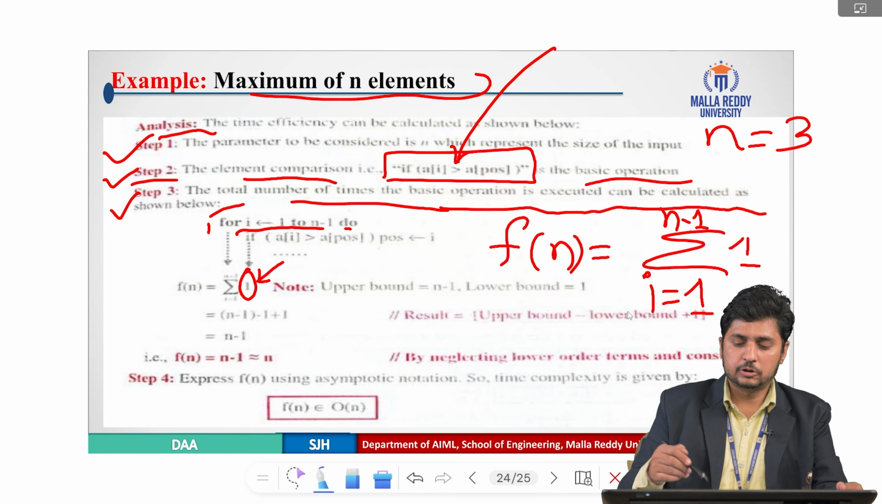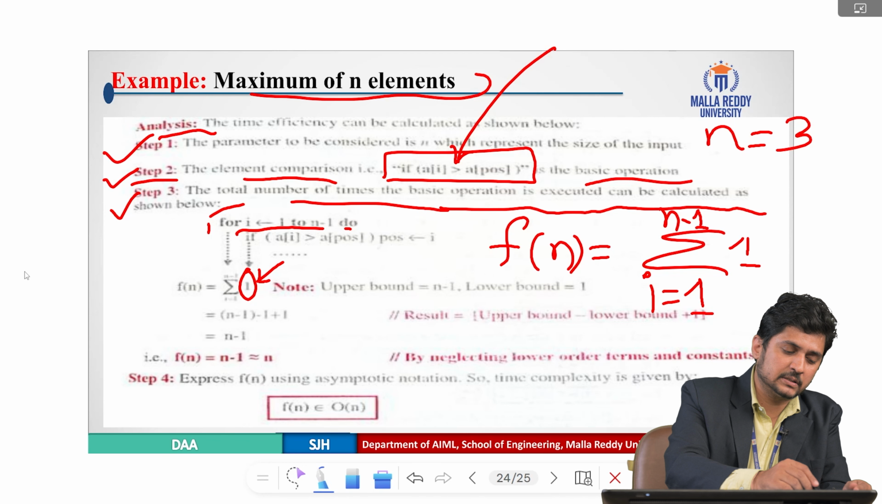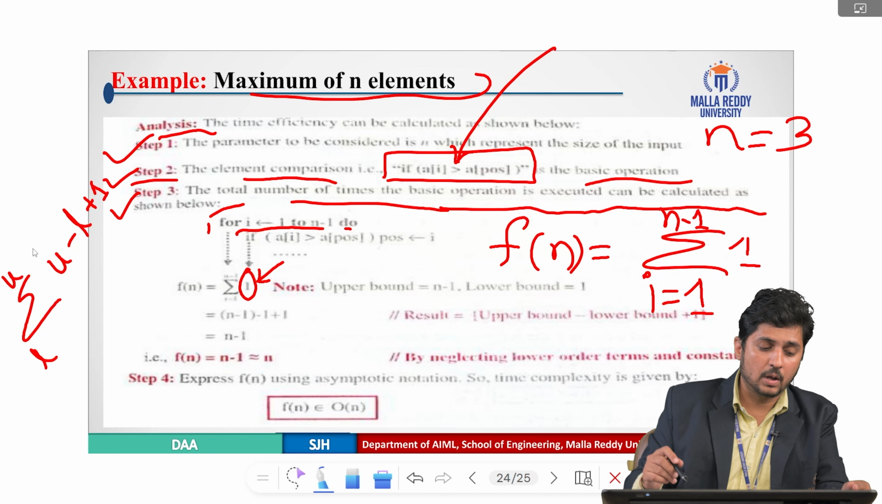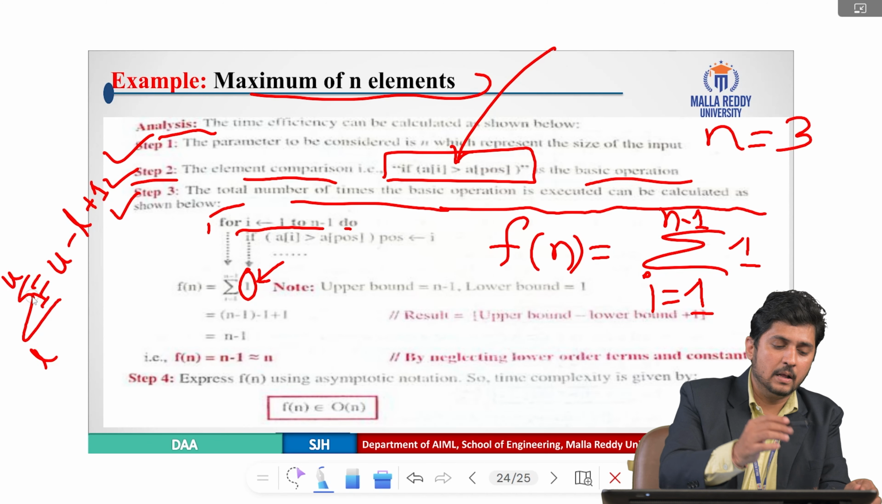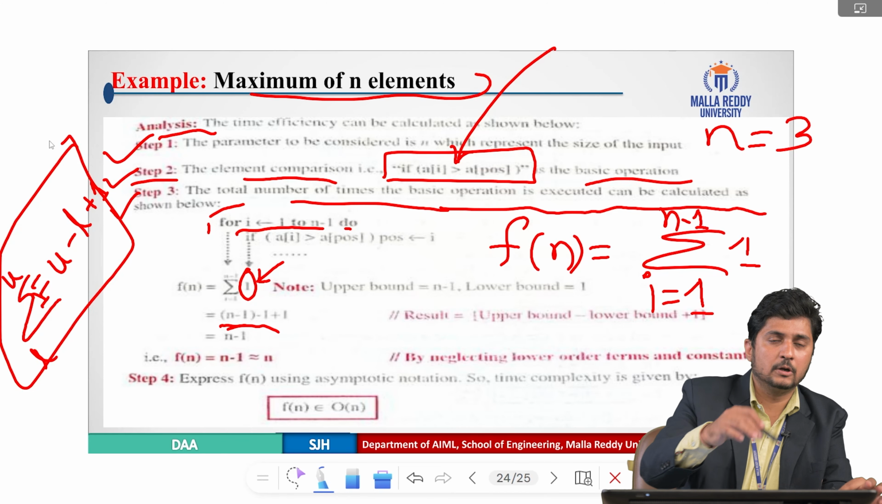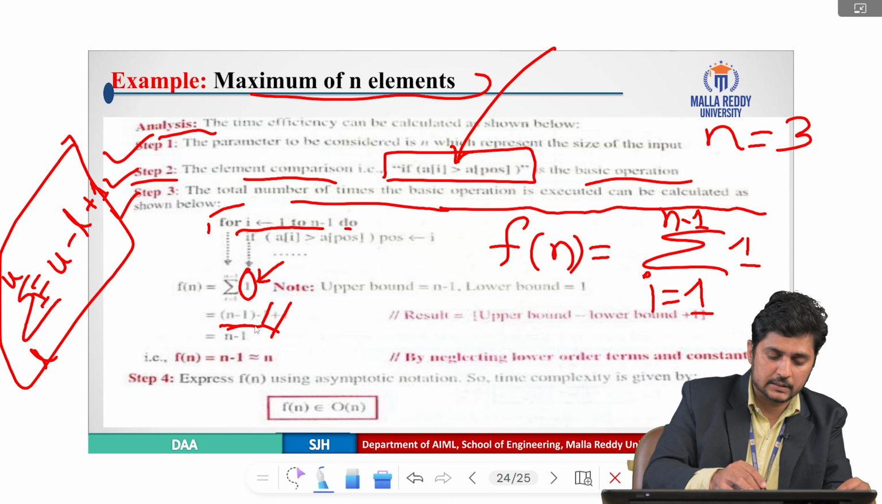Now in order to solve this, we have one standard sum formula: summation is upper bound minus lower bound plus 1. So this is the lower bound, this is the upper bound. Now we apply this formula. Here the upper bound is n minus 1, minus the lower bound, which is 1, plus 1. So n minus 1 minus 1 plus 1. This is our standard formula to solve this problem. Once we solve this, plus 1 and minus 1 get cancelled. Now we remain with what?